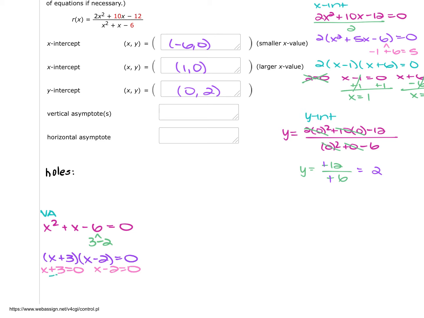We're going to move the 3 over by subtracting it from each side, so you get that x is equal to negative 3. Add the 2 over by adding it to both sides, you get that x is equal to 2. So your two vertical asymptotes for this one are x is equal to negative 3 and x is equal to 2.